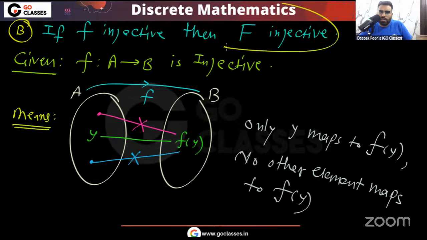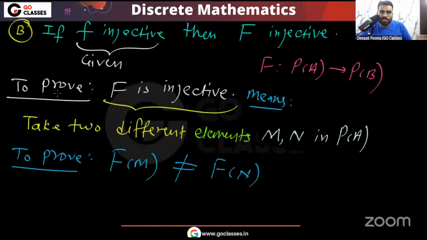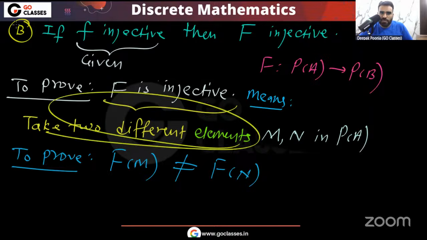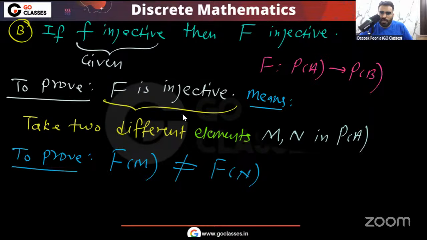Now we need to prove that capital F is injective. This is what we need to prove. To prove capital F is injective, what does this mean? This means that for any two different elements in the domain, their images must be different. The domain of capital F is the power set of A. So you take two different elements in the power set of A, M and N. Now I need to prove that their images will also be different, meaning FM and FN are different. This is what I need to prove.